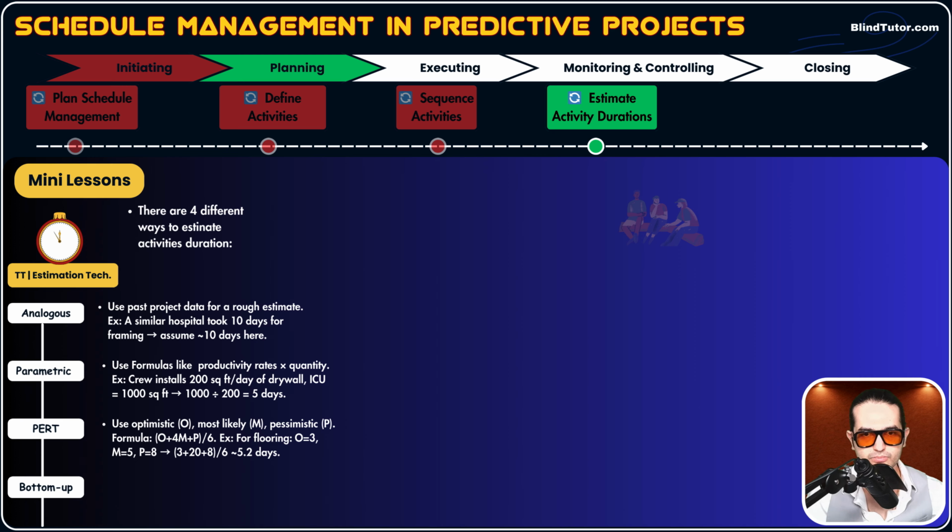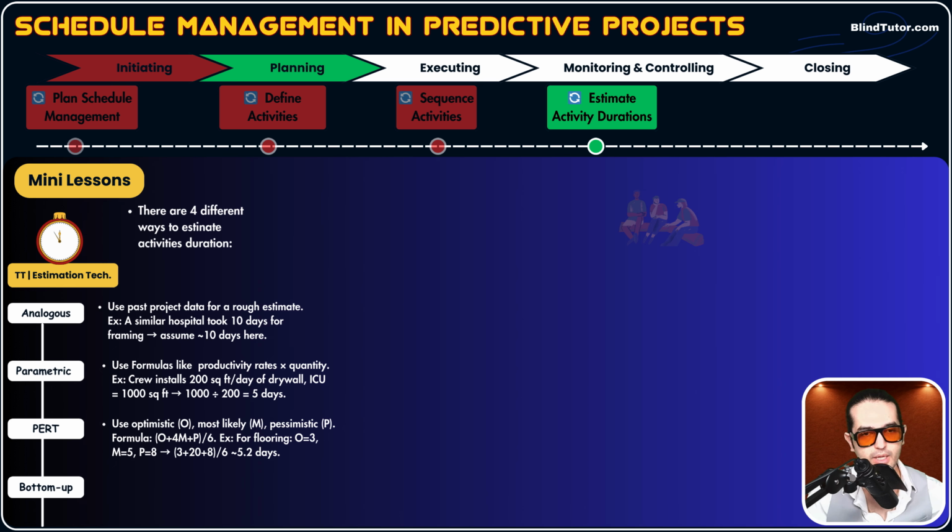For example, guys, for an activity called flooring, the team, PM, and experts think they could, in a best case scenario, finish it in 3 days. In a worst case scenario, they could finish it in 8 days, but they think most likely they could finish it in 5 days. So we use the formula: 3 plus 4 multiplied by 5 plus 8, divided by 6. Using the PERT formula, the estimation for that activity is now 5.2 days. We consider 3 different scenarios: worst case, best case, and most likely.